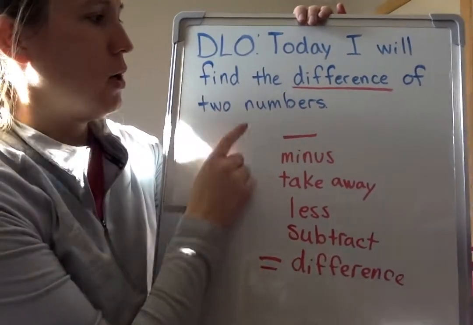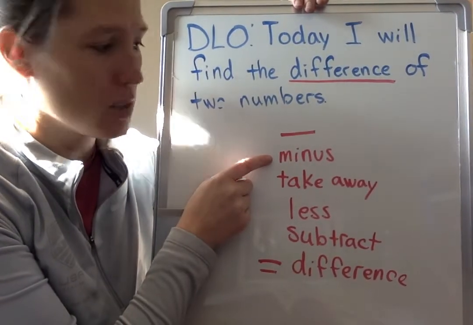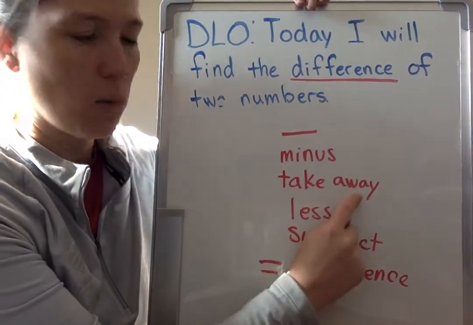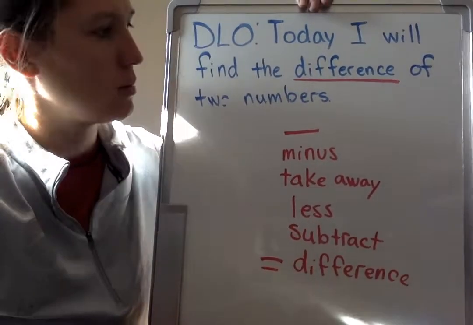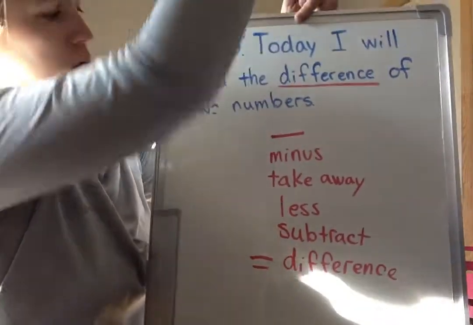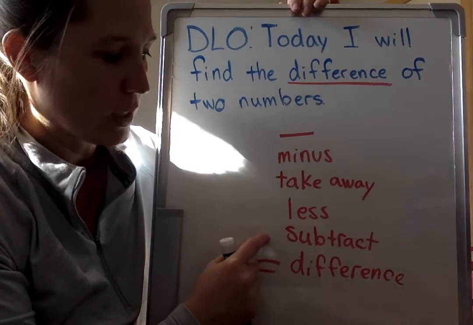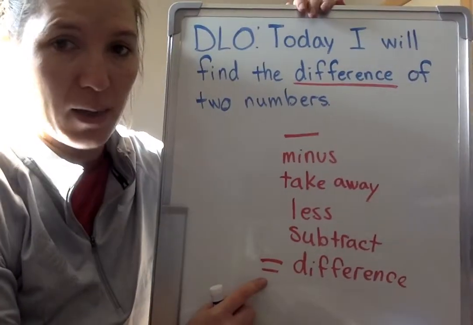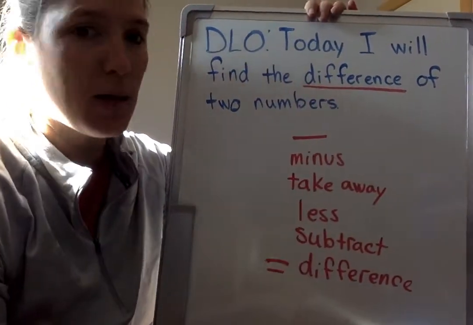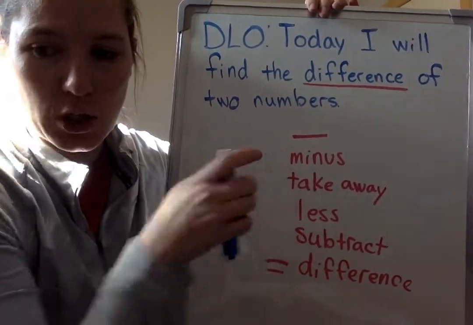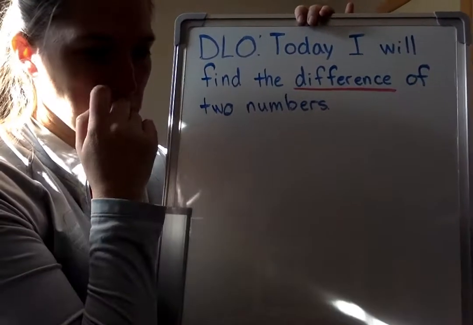Now we can go over, say, operation, minus. Here's the word minus. When we minus, we take away. When we take away, we're getting less. When we're getting less, it means that we're subtracting, and we want to find out how many are left. It's called the difference. So in our DLO today, I will find the difference of two numbers. That means we're going to use subtraction and take away. Erase.